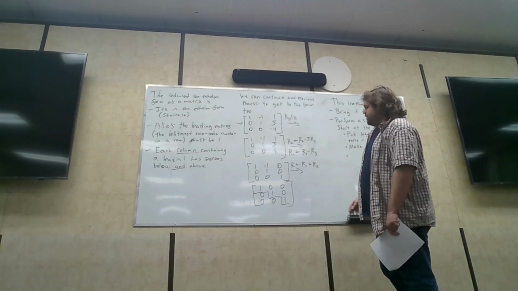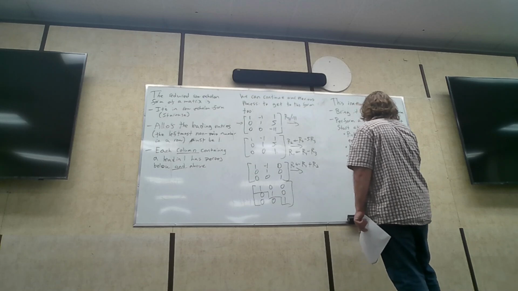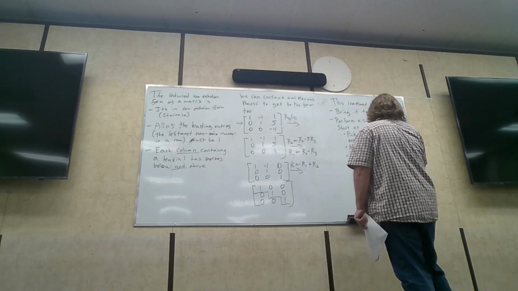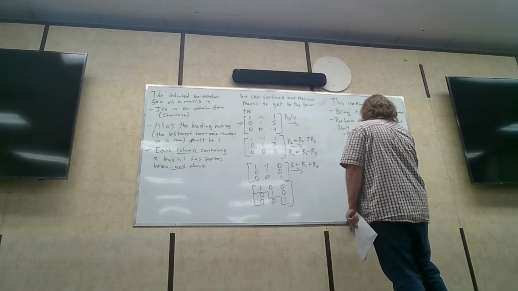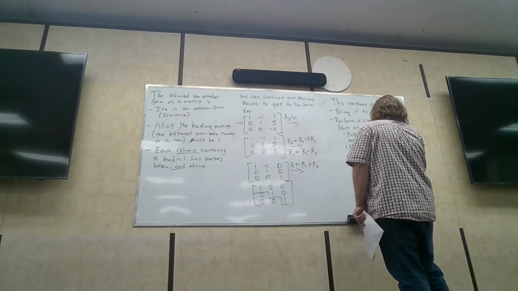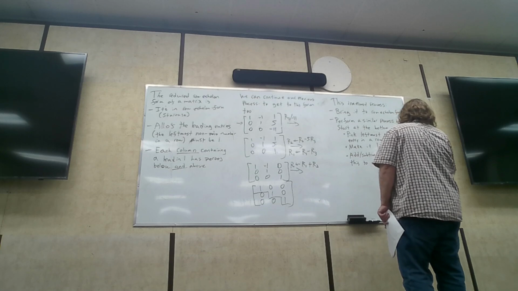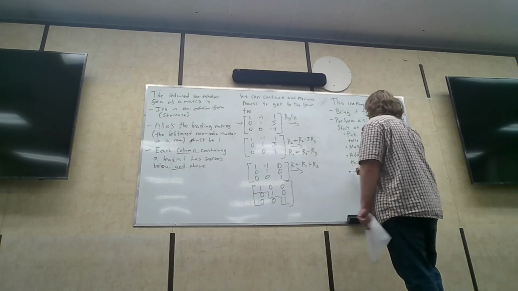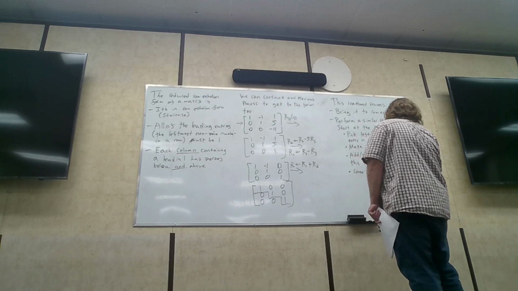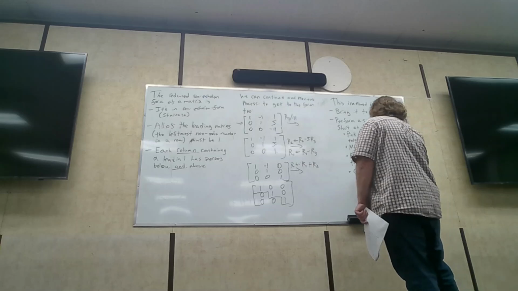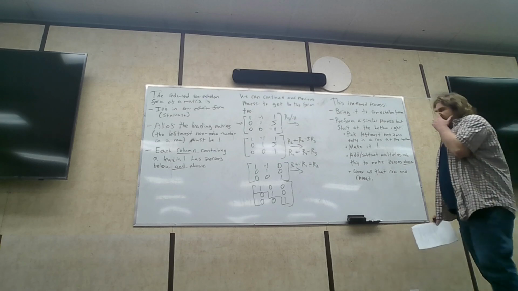And then use that to make zeros above. So add, subtract multiples of this to make zeros above. Then cover up that row and repeat. So again, it's another very methodical process.